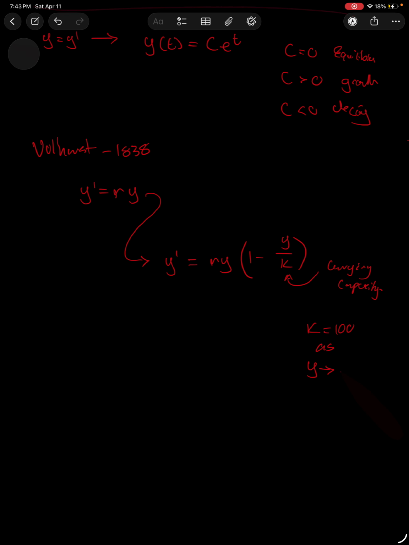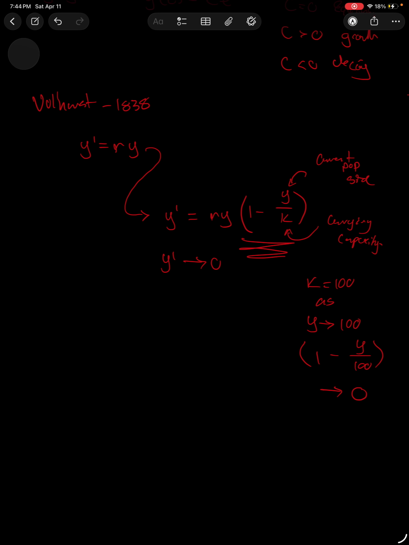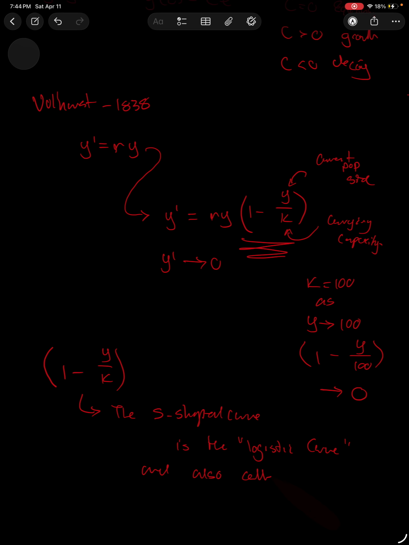And as y approaches 100, this term 1 minus y over 100 approaches 0. So as the current population size increases to the carrying capacity, the rate of change goes to 0, because this factor is multiplied. So the resulting S-shaped curve is the logistic curve, and also called a sigmoid.